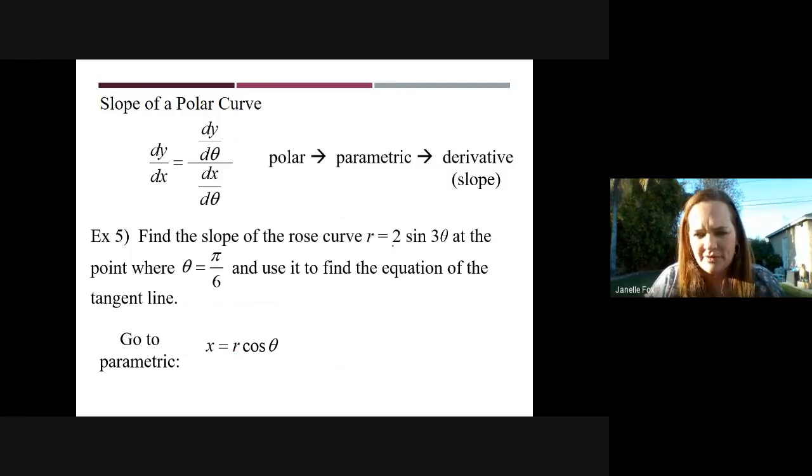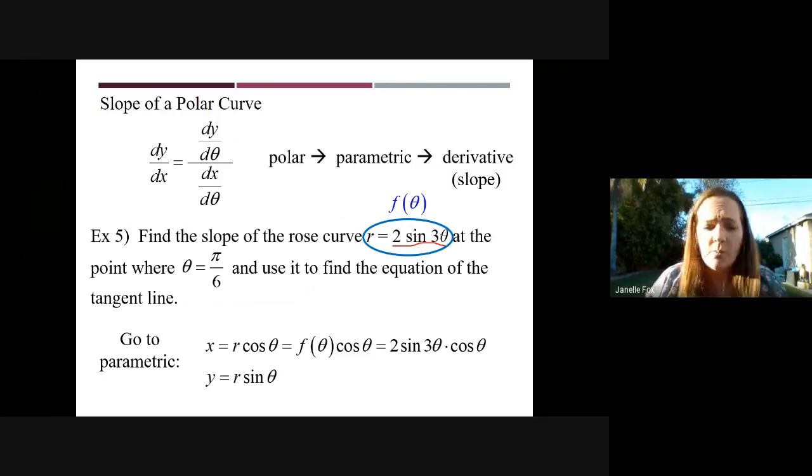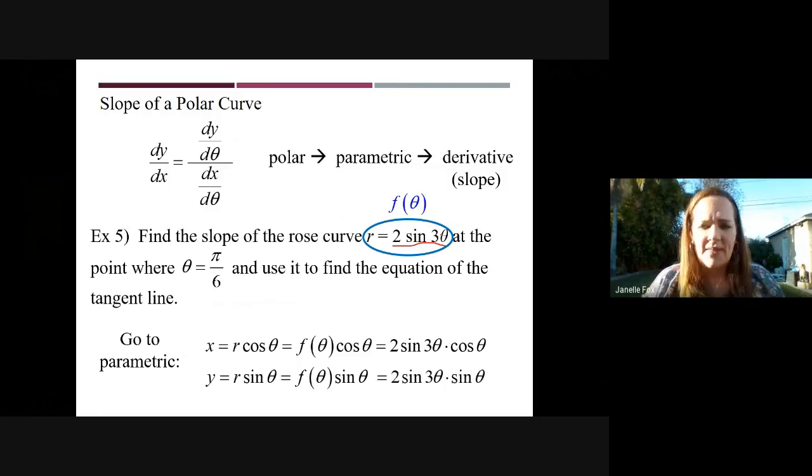But what do we do for the r? We plug in what the function is. This is our r value, so it's f of theta times cosine theta. We make this 2 times sine of 3 theta, which I just grabbed from the question, and then times cosine theta. That's the x component. Then we do the same thing for y: r sine theta, so f of theta times sine theta. We plop the function in again: 2 sine of 3 theta times sine of theta. These are now our parametric equations for x and y.